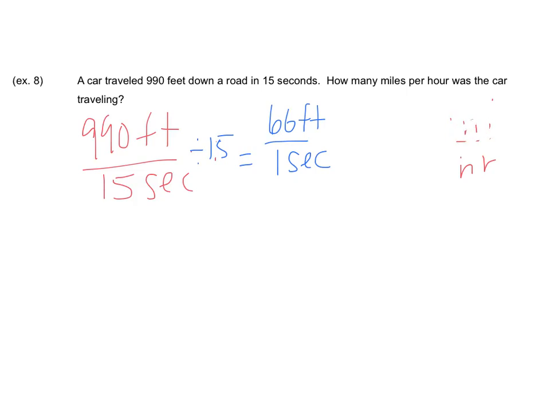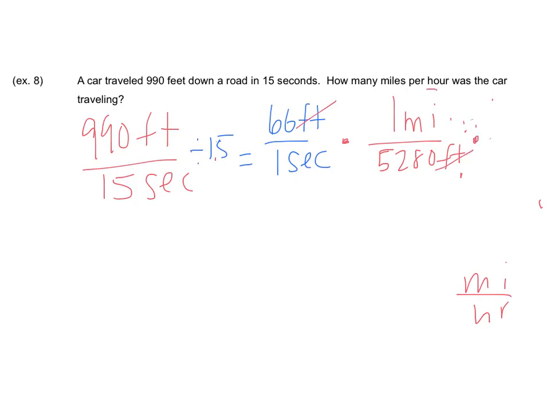Okay, I'm going to erase this for a second also. Move it down here, miles per hour. So we need to turn feet into miles. If we look at our conversion sheet, there are 5,280 feet in 1 mile. And that's given to you on your conversion sheet. Now our feet cancel out, and we have miles, which is what we want.